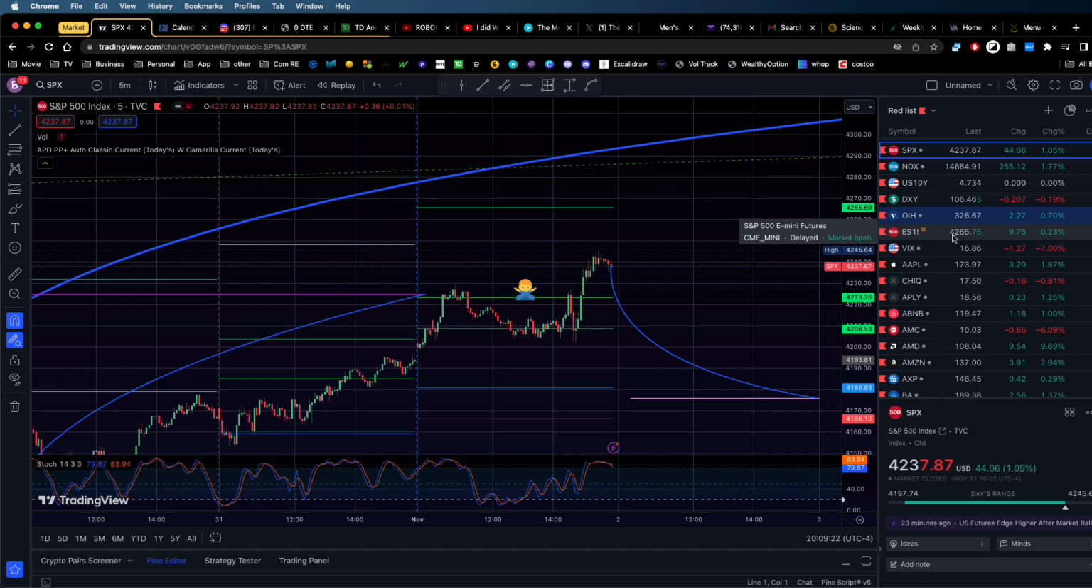The futures right here. I have to keep track of where the futures are, and the VIX, of course. Everything else is stuff that I've just picked up over time or been interested in over time, just to follow it and get a read on the overall markets. So that's my macro stuff.